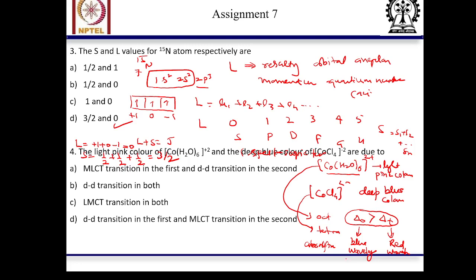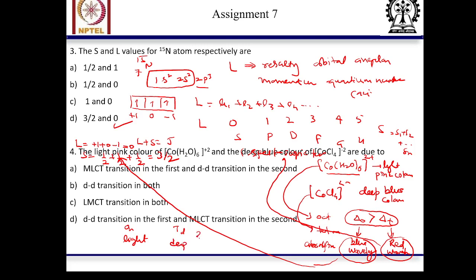Now, if it is absorbing the blue wavelength, the complementary color is pink. If it is absorbing the red wavelength, the complementary color is blue. That is the second concept here. What is the third concept? First one is that the octahedral complex is light in color, and the tetrahedral complex is deep blue. Question is why? The answer is p-d mixing. So p-d mixing will be less here and more here.